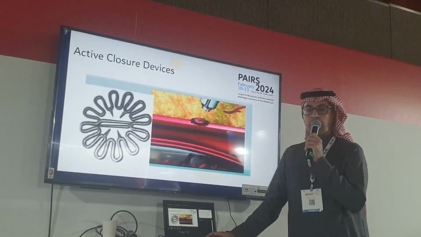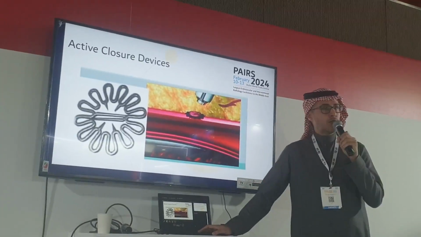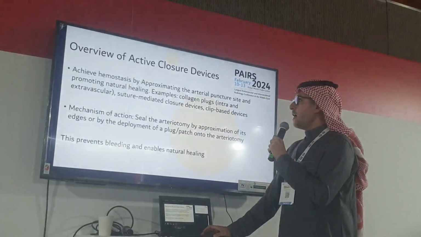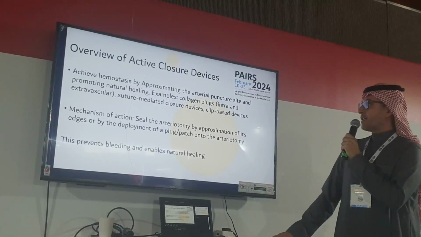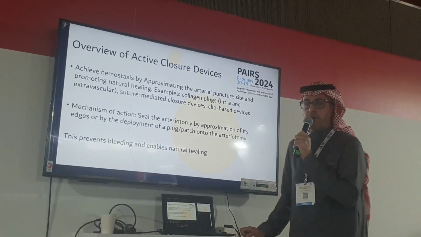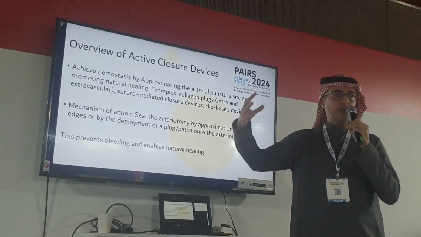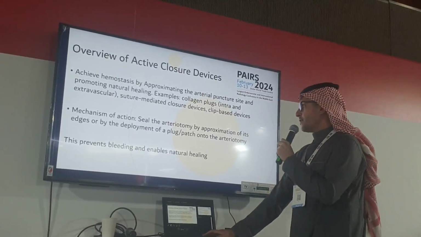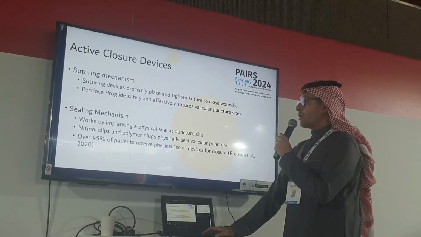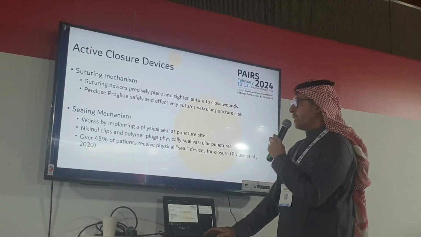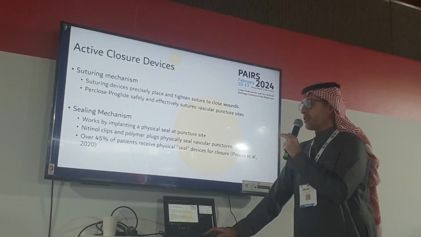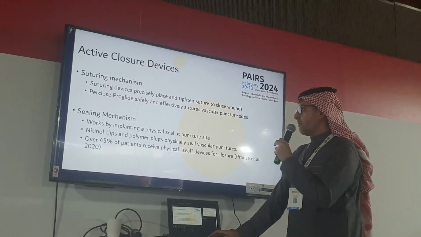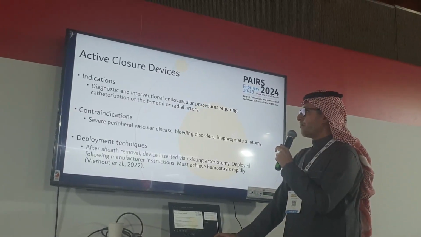So now we'll talk about active closure devices before we go to our videos. We like to achieve hemostasis by approximating the arterial puncture. So basically you're actively bringing the wall together, and thus achieving hemostasis. It's either a suturing mechanism, just like the Perclose, or a sealing mechanism that we are going to show you now.